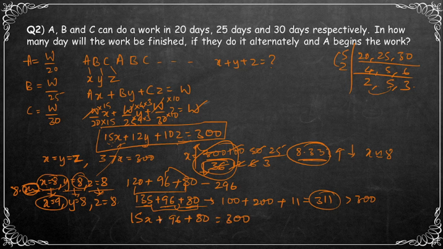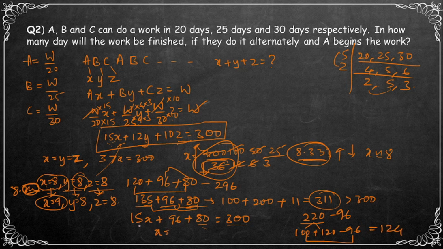Now how do we compute the value of x? If we send 80 that side, this will become 220, and then 220 minus 96. 220 minus 96. So how do we compute this? We take 100, we split this into 100 plus 120 minus 96. 100 minus 96 is 4 plus 120 is 124.